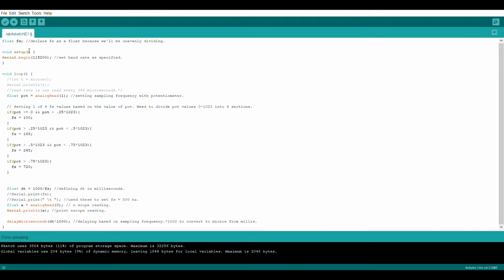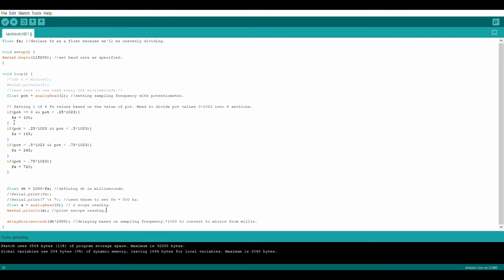And here we have my Arduino code. Up here I floated fs because we're going to need to divide it unevenly later, and then I declared the baud as specified. And down here I floated the pot to analog read 1 so that we could determine the sampling frequency according to the potentiometer input.